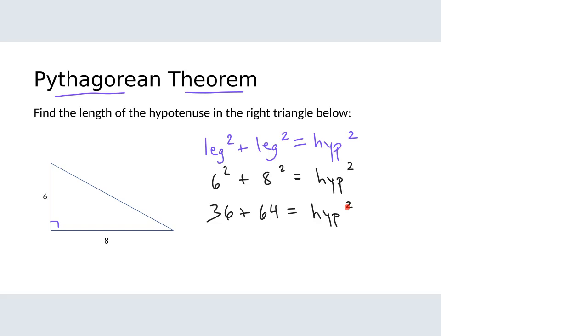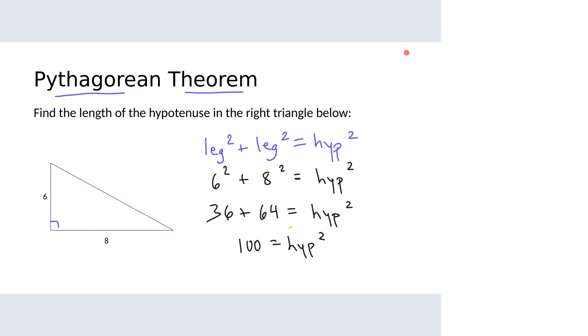Now I can add those. 36 and 64 is 100, is hypotenuse squared. And here's a question for you. I want to know how long the hypotenuse is, but right now I have hypotenuse squared. I need to make that squaring go away. Does anybody remember or know what we need to do?